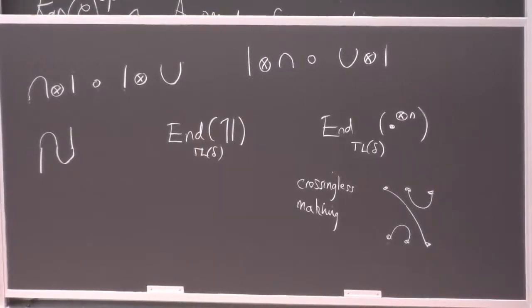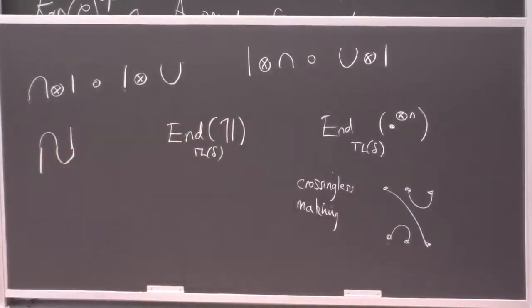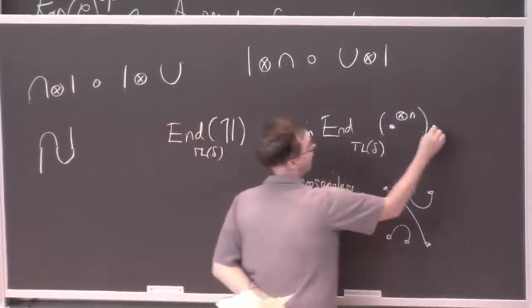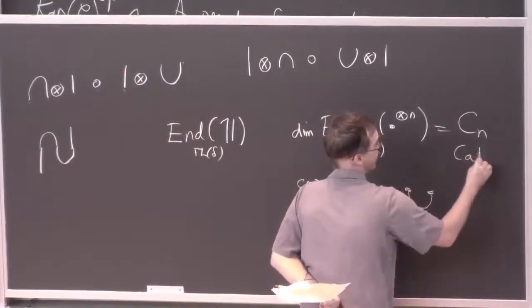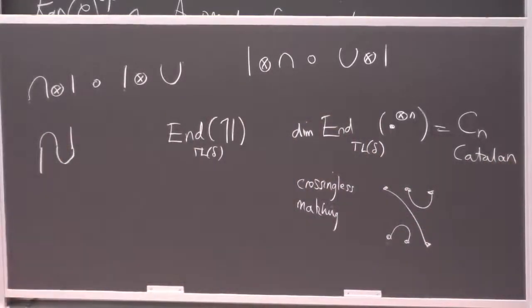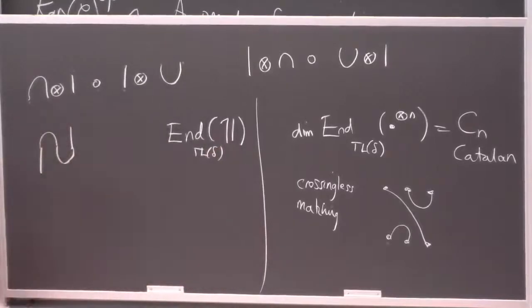So you see the whole space of morphisms has a basis given by crossingless matchings. And so in particular, its dimension is just the nth Catalan number, because that's the number of crossingless matchings between n things and n things. Okay? Or I wrote this down first. What's the endomorphism algebra of the unit object?